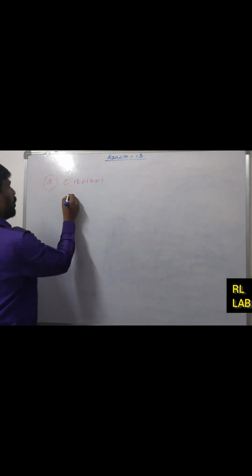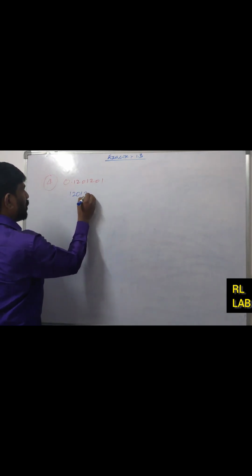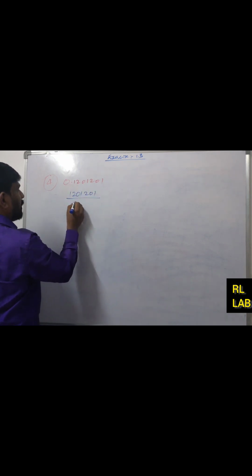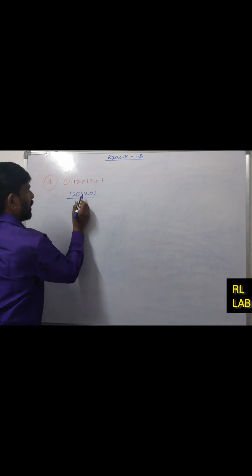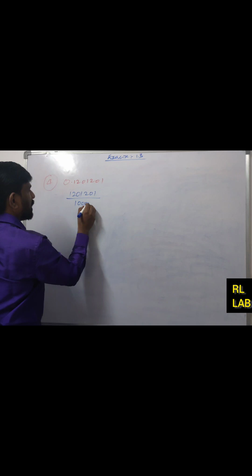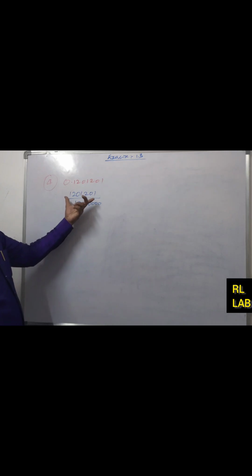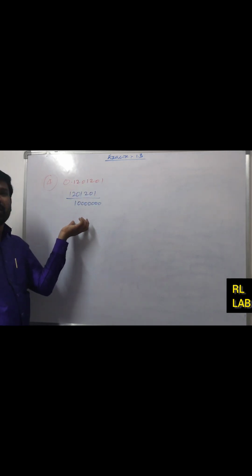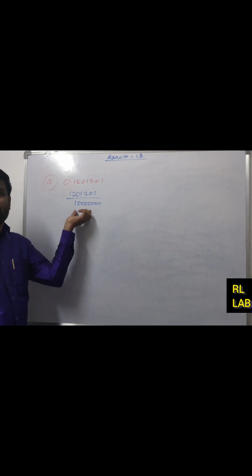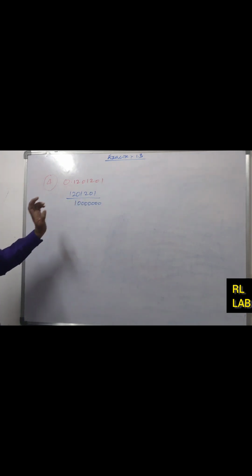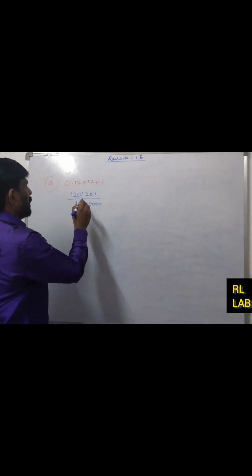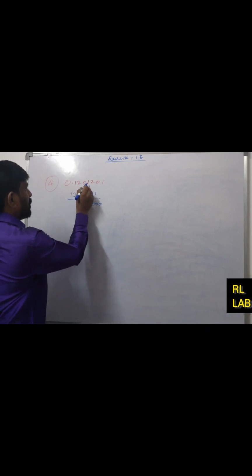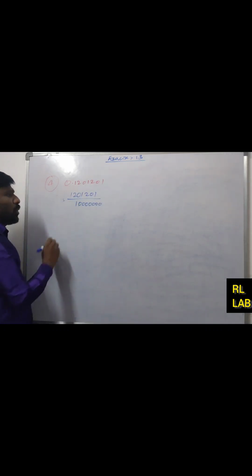You remove the decimal point and write 1201201 divided by 1 followed by zeros. Now count the number of digits: 1, 2, 3, 4, 5, 6, 7. So 7 zeros you will get. Now they are asking you to find the prime factorization of the denominator. What are the prime factors of Q they are asking? Just 1201201 by 10 to the power 7, right?